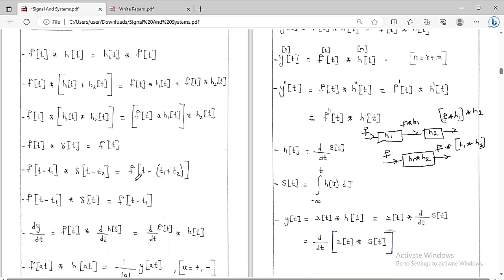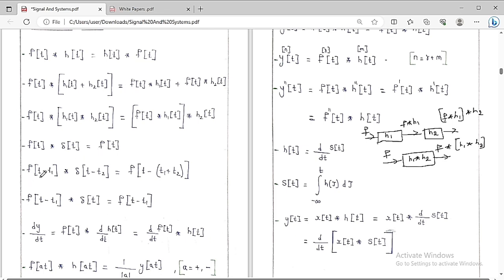Then the next thing is f of t convolution delta of t is equal to f of t. What I told you is, if you take any signal and do a convolution with respect to the delta impulse signal, the same signal, f of t, is what you are going to get. So f of t convolution delta of t is equal to f of t. You always have to keep this in your mind.